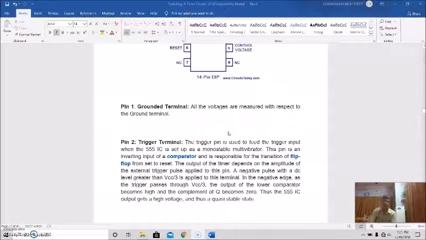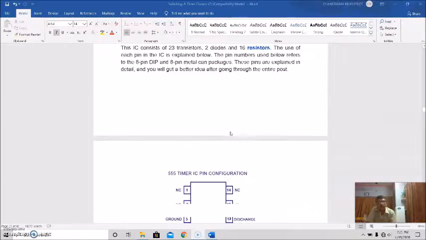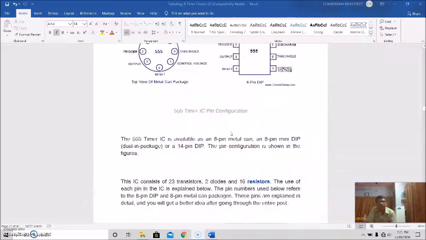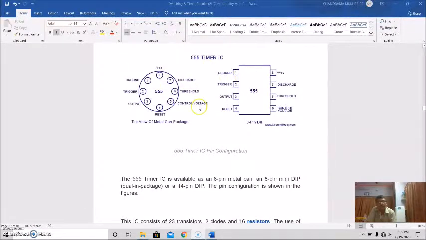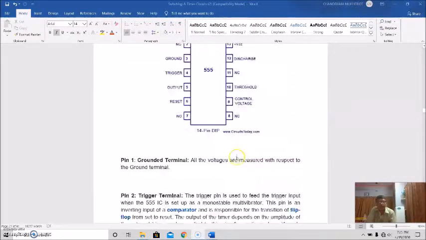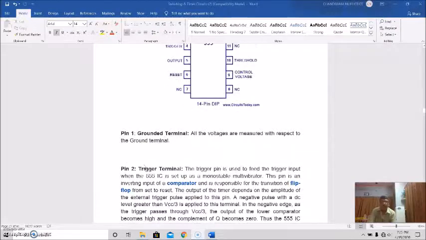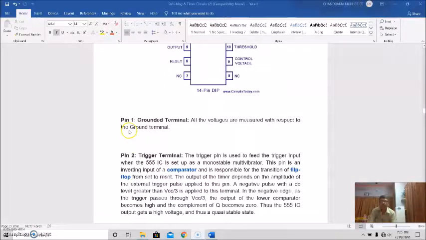Pin 1, as I told you, is shown in the metal can package or in the dual in-line package here. It is a grounded terminal. Ground: all the voltages are measured with respect to the ground terminal. So this is pin 1.